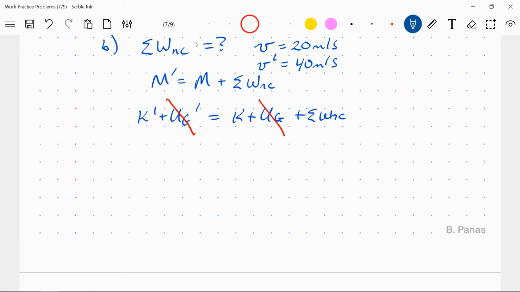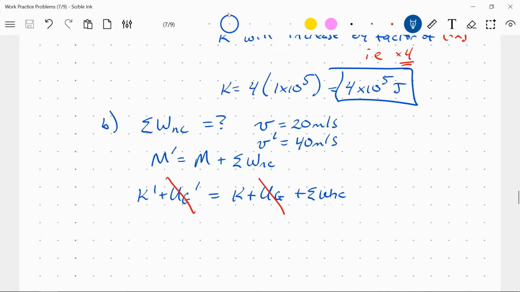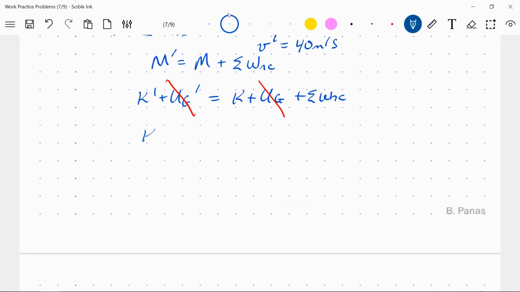Again, these both might be 0, or they might both be non-zero but equal to each other, in which case they subtract out. Either way, since this car is not moving vertically, I can cross those both out. So that means the kinetic energy that it ends with is equal to the kinetic energy it started with plus the net work done by non-conservative forces. That means the net work done by non-conservative forces is K prime minus K.